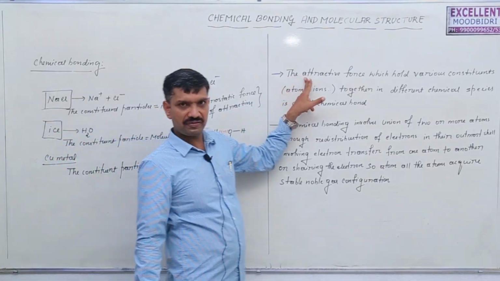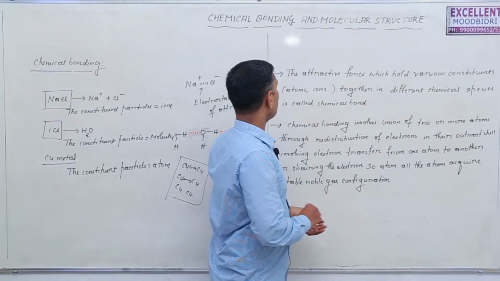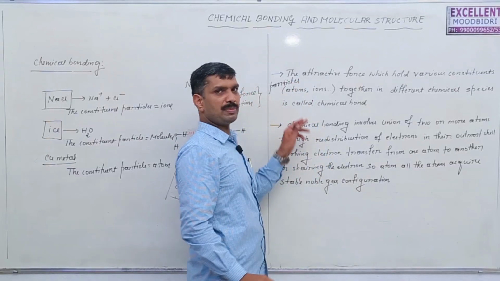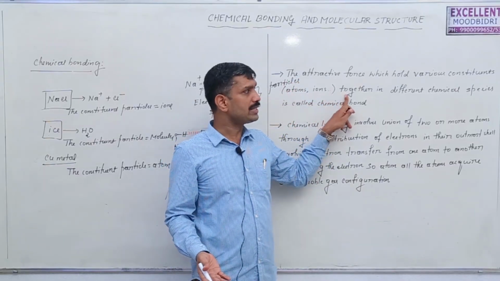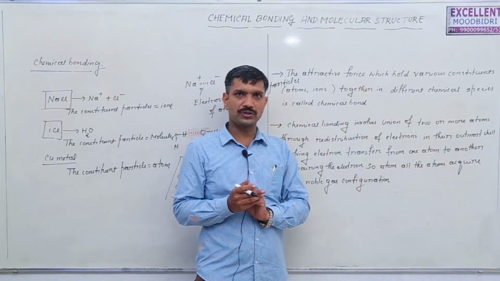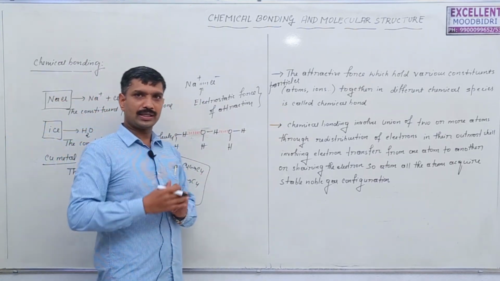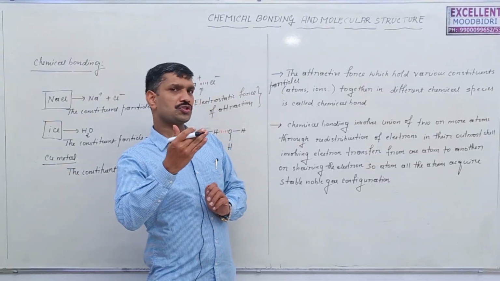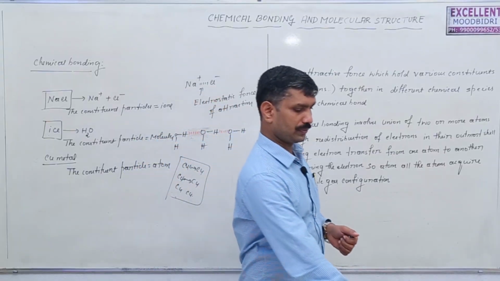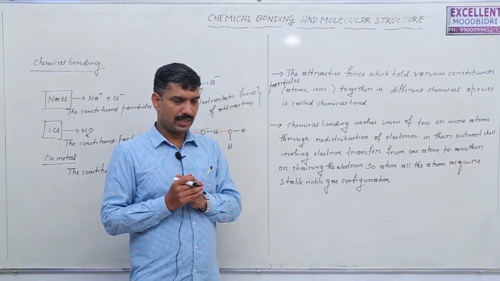So chemical bonding can be defined as the attractive force which holds the various constituent particles, which may be atoms or ions or molecules, together in different chemical species. This is the definition of chemical bonding. It's correct. Now, how does the attractive force exist between them? How is it possible?